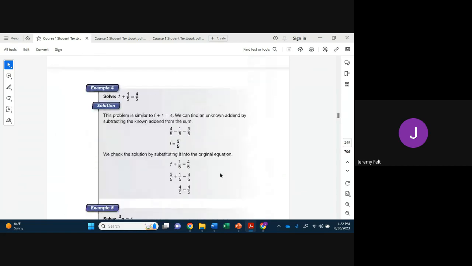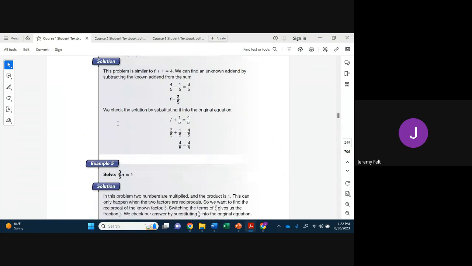Okay. In this example, fractions, we would subtract. In this one, we're multiplying 3/5 times n equals 1. Well, in this case, we want to divide. Since we're multiplying, we want to divide. And dividing by a fraction is the same as multiplying by the reciprocal. So we are dividing by 3/5.